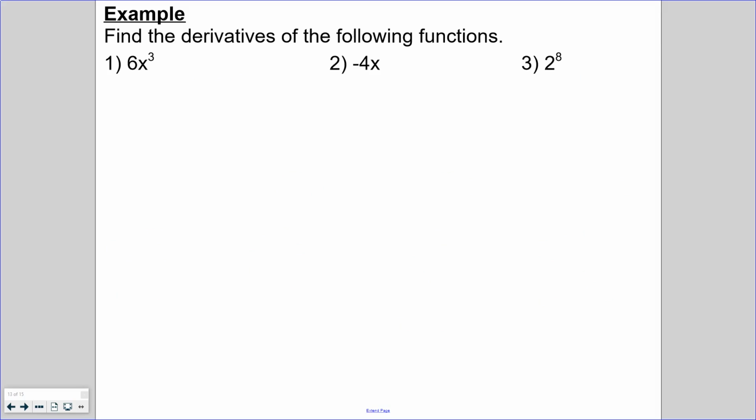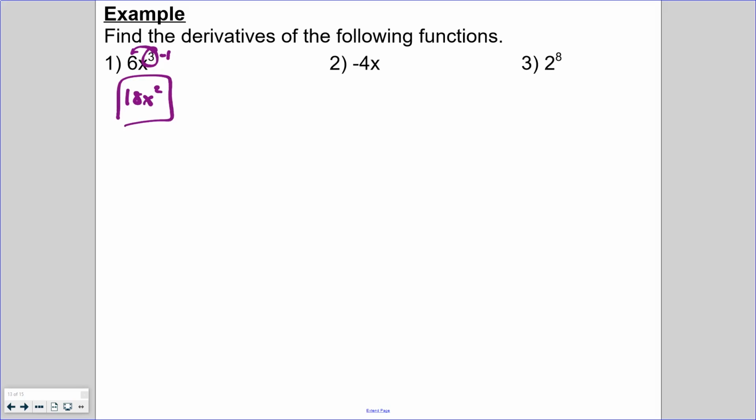All right, so now that we have these three derivative rules, let's go ahead and apply them. We're going to find the derivatives of the following functions. For the first example, we have 6x cubed. For this one, we can see that we have an x to the third power, which means we'll want to use the power rule. So we'll take the 3, multiply it by the 6, subtract 1 from the exponent, and that's going to give us 18x squared as our derivative.